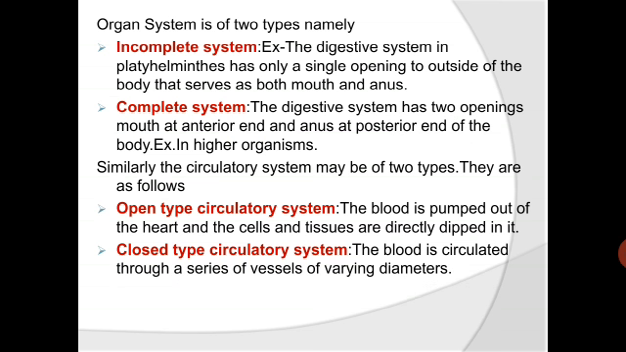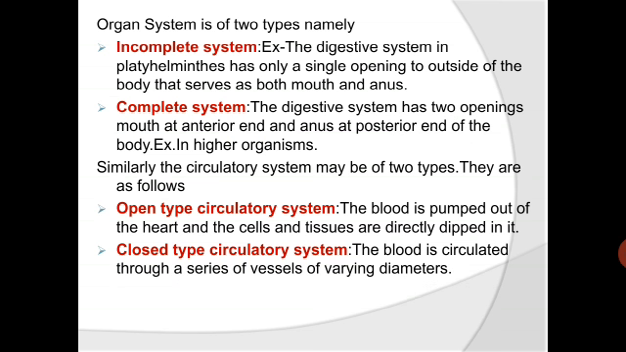Whereas complete system is what? The digestive system has two openings, mouth at the anterior end and anus at the posterior end of the body. Example, it is seen in the higher organisms. So these were the two types of system, incomplete system and the complete system.